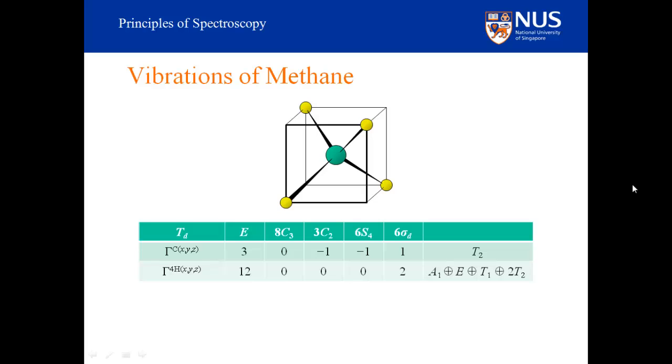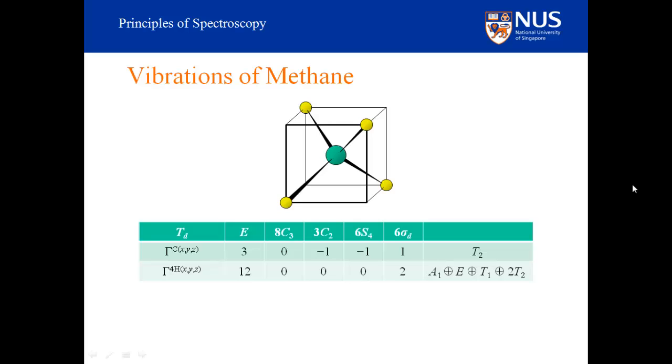In the Td point group, X, Y, and Z transform like the three-dimensional irreducible representation T2. The representation of the central carbon atom will be the totally symmetric representation, which is the A1 representation, because the carbon atom remains in its original position during each symmetry operation of the point group. Therefore, the representation of the X, Y, and Z coordinates on the carbon atom is simply T2.